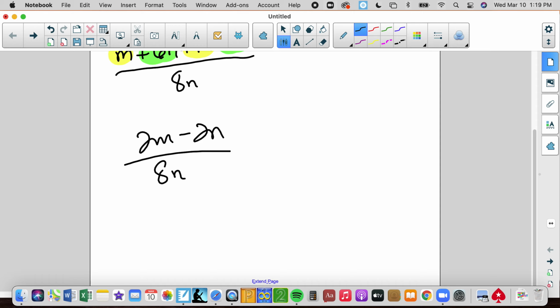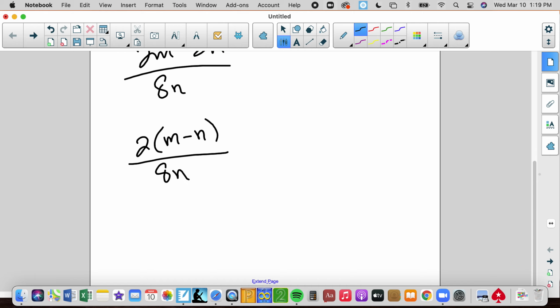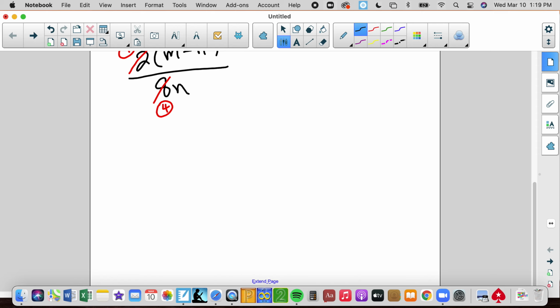And now we want to see if we can factor that numerator. We can factor the numerator. We can take a 2 out, and we get m minus n over 8n. Now we can cancel, because the 2 is multiplying and the 8 is multiplying. 2 goes into 2 once, 2 goes into 8 4 times, and that leaves me with m minus n over 4n.